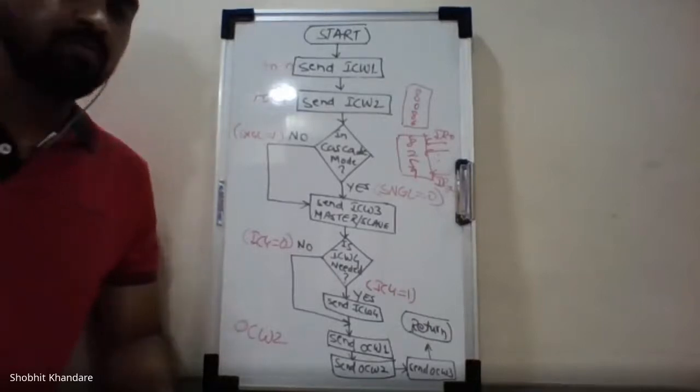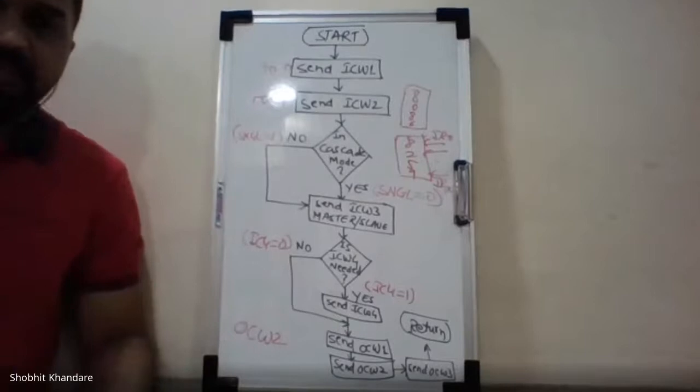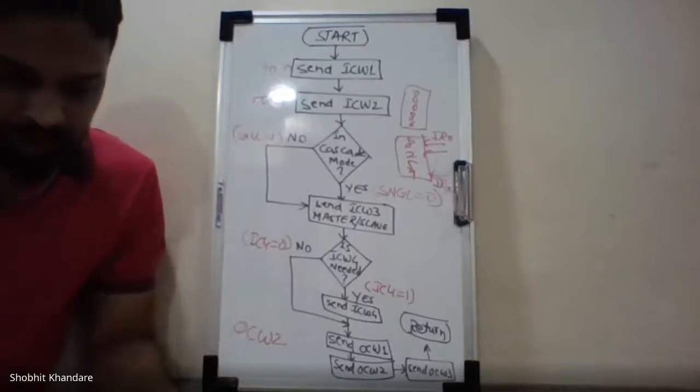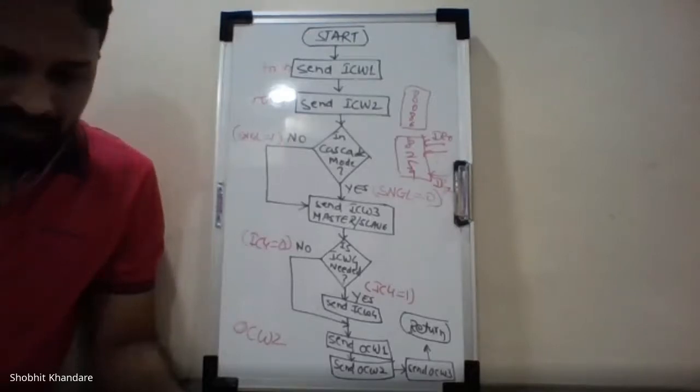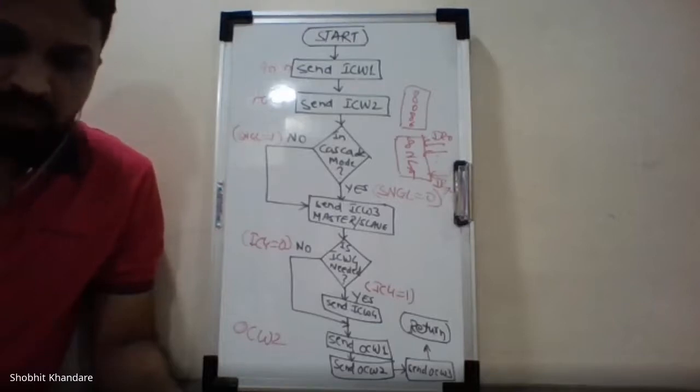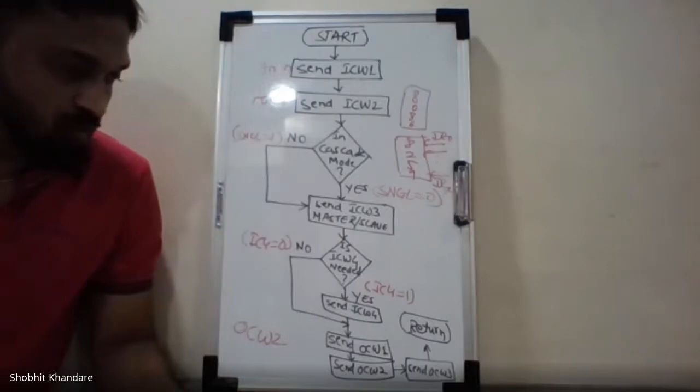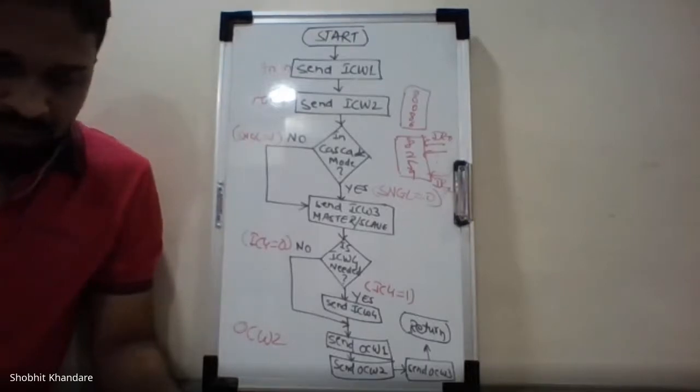There is one note. Please write down one note. The note says that the OCW1 should be sent to 8259 after sending the ICWs. Full stop. The OCW2 can be sent at any time.